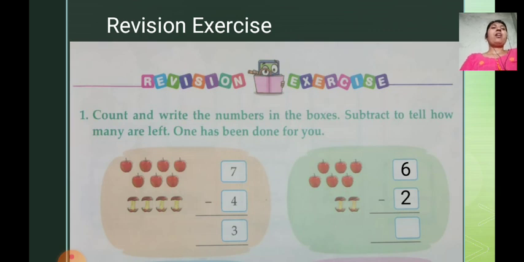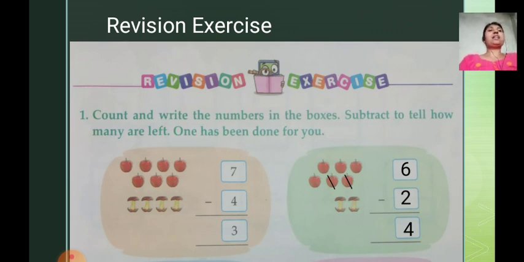Yes. Now what can we do? We can cross the apples or count from the lower number to the bigger number. So first we will count 2 apples. Yes. Cross 2 apples. 1 and 2. Now how many apples remain? 1, 2, 3 and 4. So write down the answer 4 in the box. Yes. So you can say that 6 minus 2 is equal to 4.